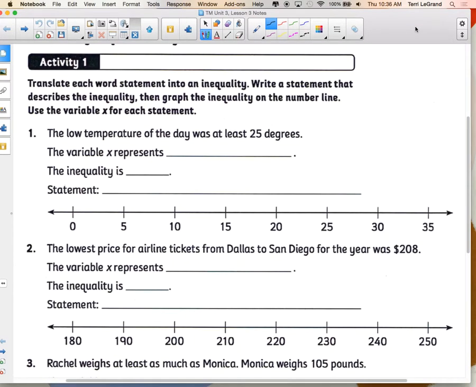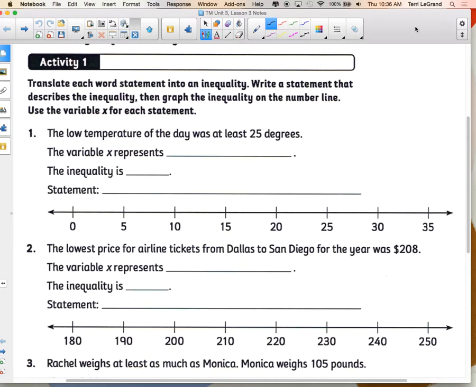So our directions here say translate each word statement into an inequality. Take over for me, Derek. Where do you see that it shows equality, then graph the equality on the number line, use the variable x for each statement. Okay, thank you.